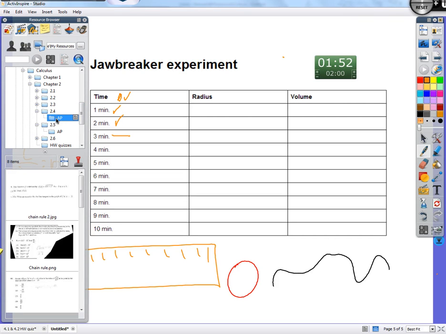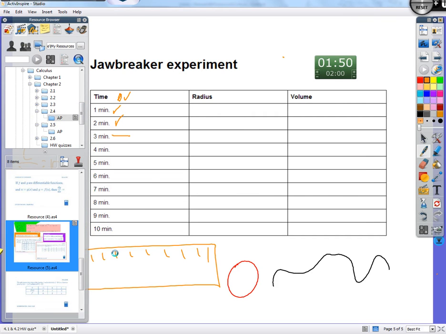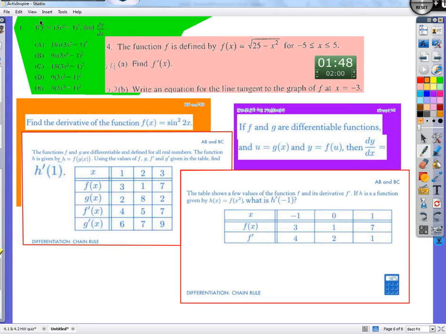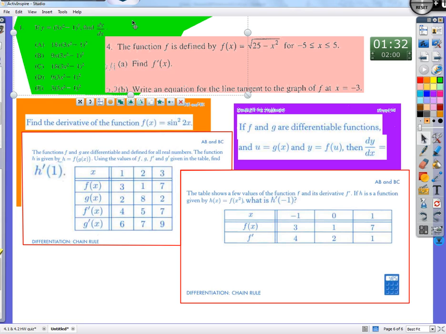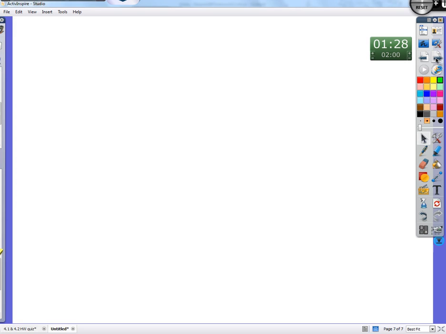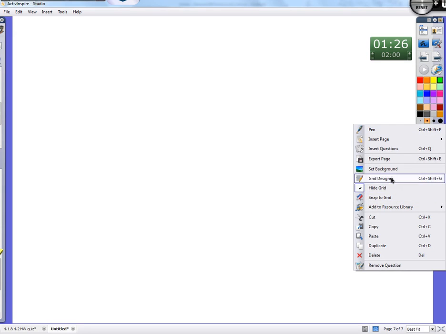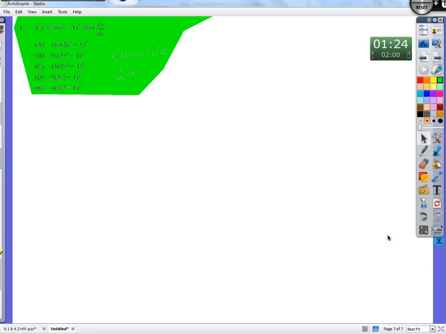Let's do some AP stuff here. Now, this is from 2.4, this is not implicit differentiation, this is the chain rule. So we're just gonna be looking at this one. I can't see it, so I'm gonna pull it out of the next page, because it is hard to see. I'll either re-color it, or make it bigger, or both.